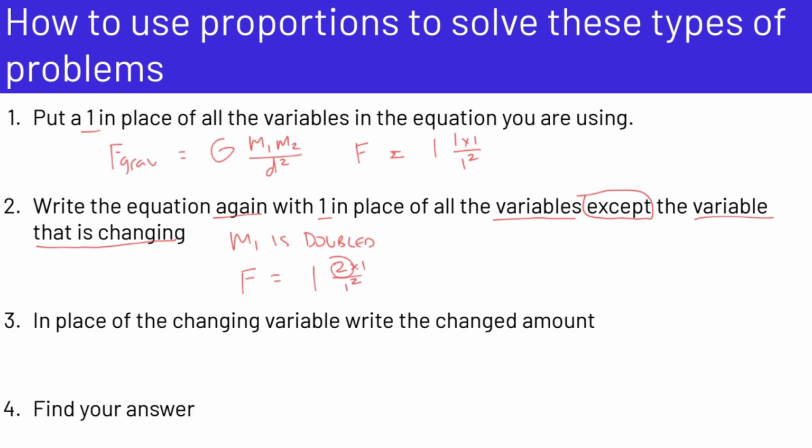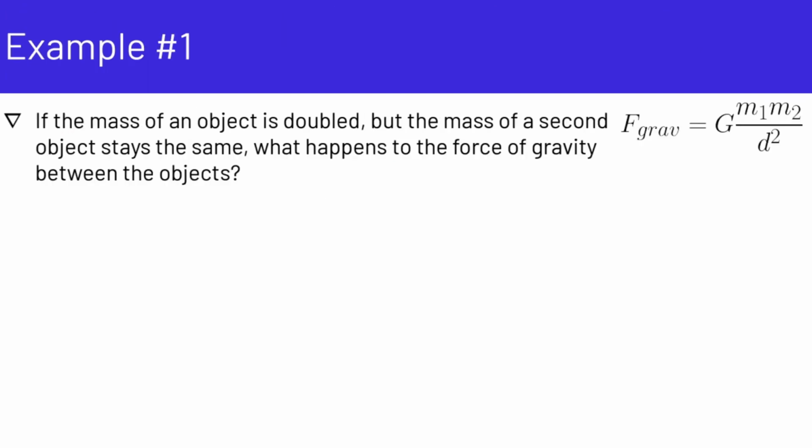And last step is to find your answer. Okay, so we multiply all this stuff together. So we have 1 times 2 times 1, so that's 2 divided by 1. So our new force is equal to 2. So when mass 1 is doubled, the force is doubled. So that is how you solve proportion problems. All right, so let's look at a few examples.